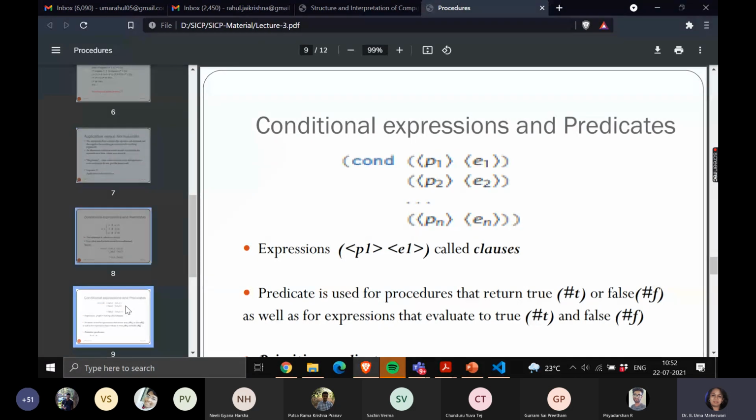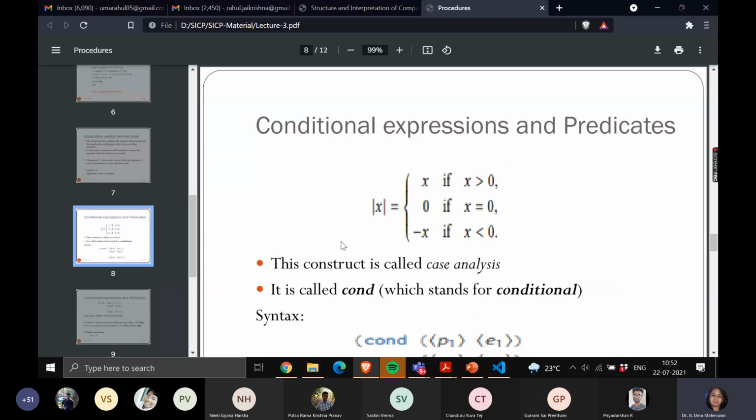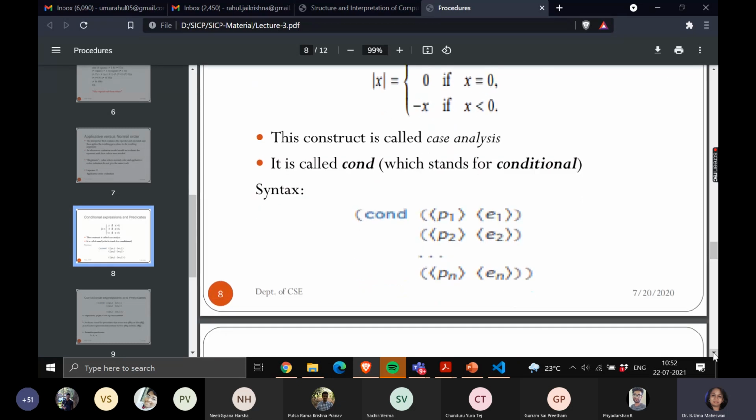We also came across some of the predicates, like conditions. How to implement a condition? Without a condition, we can't write the whole logic by using only procedures and calling the procedures recursively. Sometimes we have to break the recursion and come out to return the value. So we had this cond keyword, by which we can specify the predicates and expressions.